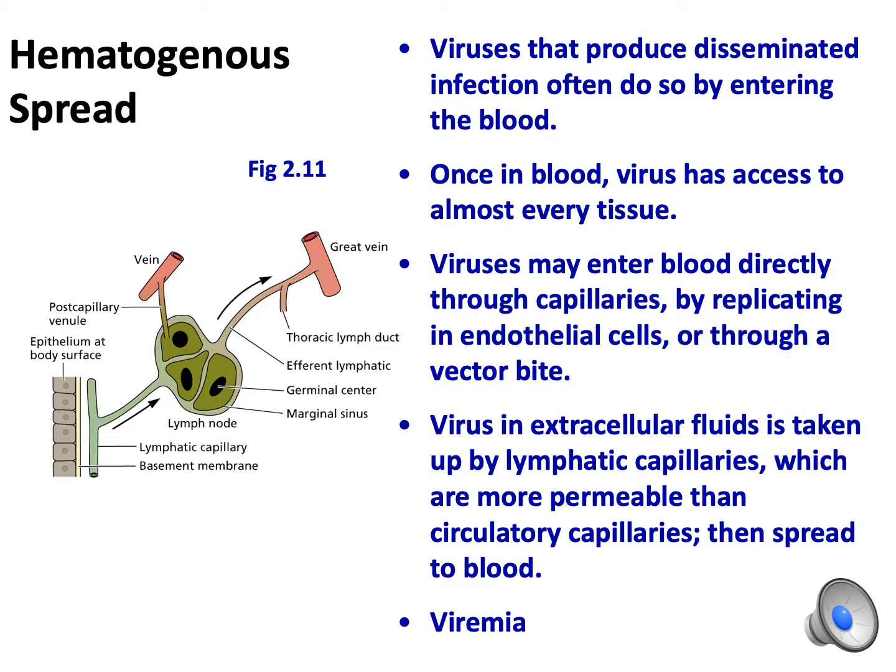And once in the blood, the virus has access to virtually every tissue in the organism. Viruses can enter blood through capillaries by replicating in endothelial cells or through a vector bite like a mosquito bite. Virus in extracellular fluids can be taken up by the lymphatic system, which is very permeable, and then spread to blood. And when viruses are present in the blood, that's referred to as viremia.